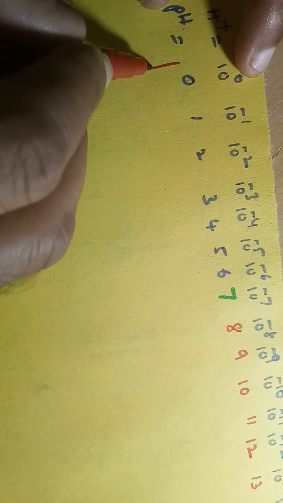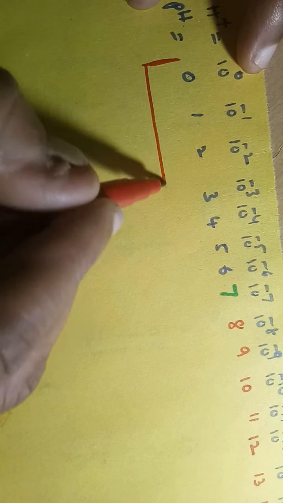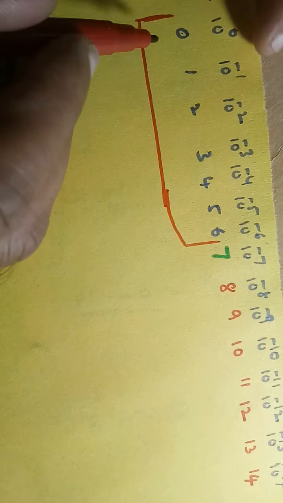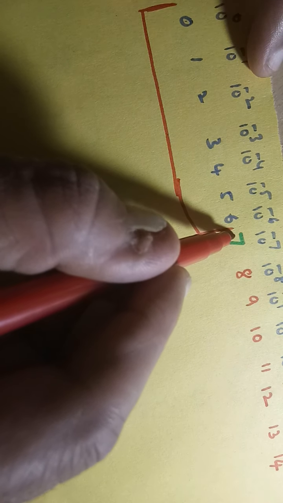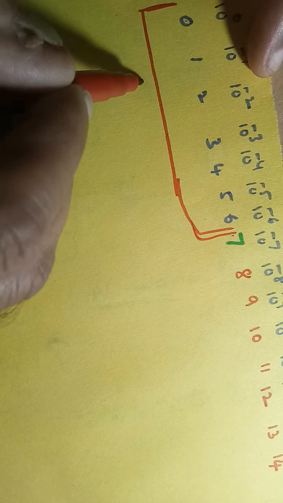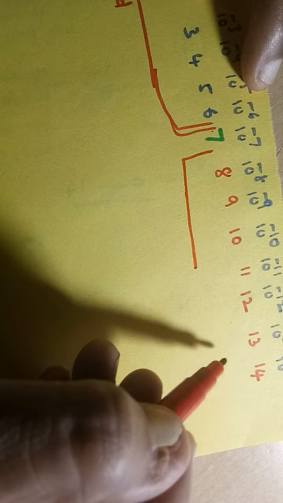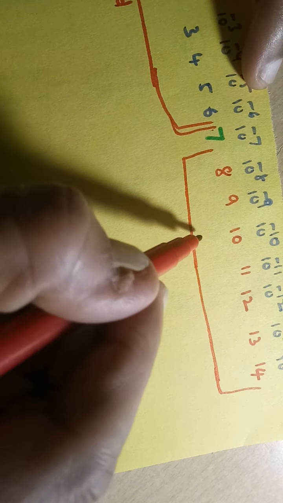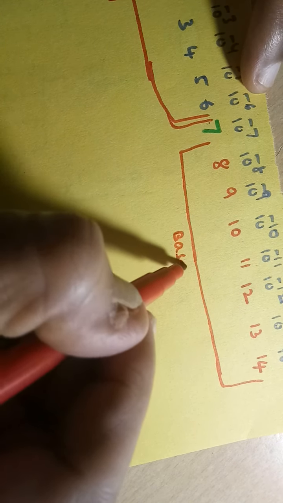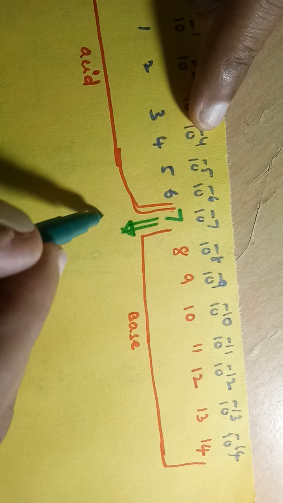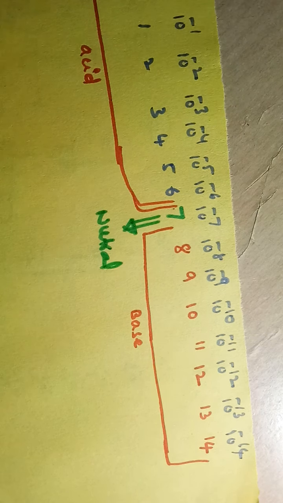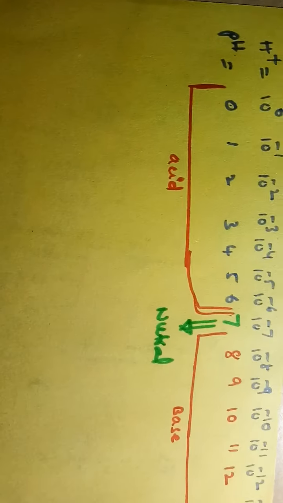Whenever the pH value is 0 to 7, that is acid. 7 to 14 is base. The solution which has a pH value of 7 to 14 is said to be a base. If the pH value is 7, it is said to be neutral in nature.